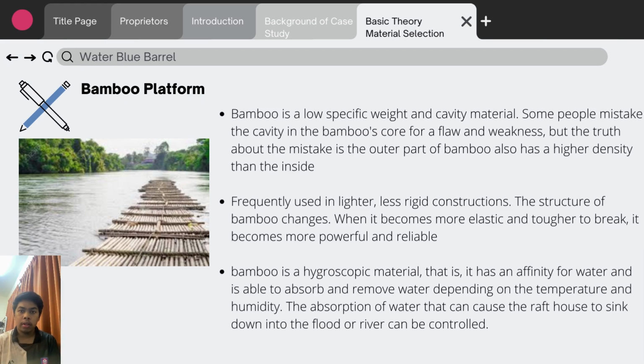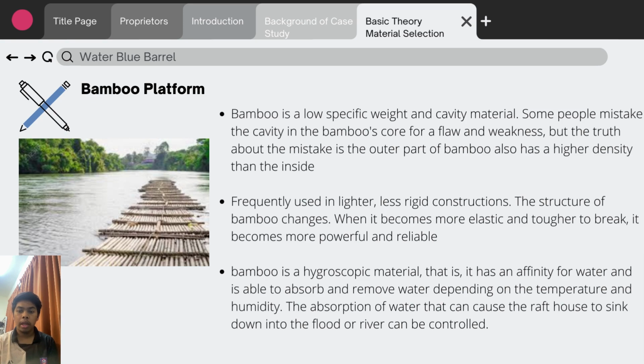Now I will talk about material selection. First, bamboo platform. Bamboo is a low specific weight and cavity material. Some people mistake the cavity in the bamboo as a flaw and weakness, but the truth is the outer part of bamboo has a higher density than the inside. Frequently used in lighter, less rigid construction, the structure of bamboo changes when it becomes more elastic and tough to break, it becomes more powerful and reliable.